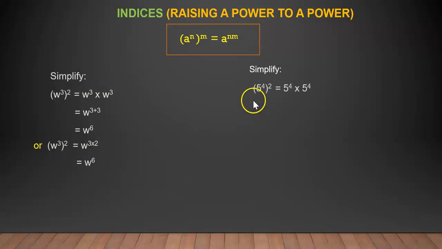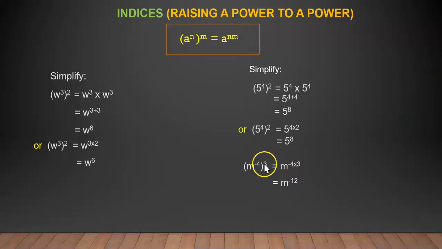Another example is the base being a number. The base could be a letter, could be a number as well. You still apply the same rules. So 5 to the fourth squared means you're going to multiply 5 to the fourth by itself. So you copy the common base 5, add the powers 4 and 4, so you have 5 to the 8th. Or multiply the two powers, 4 times 2, you have 8. If the power is negative, you multiply that power still. Negative 4 times 3 will give you negative 12.